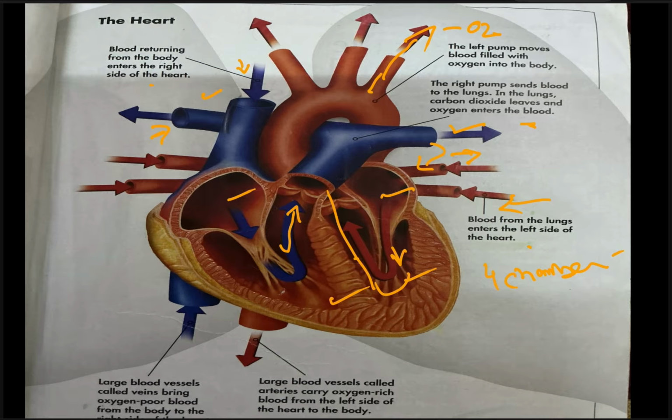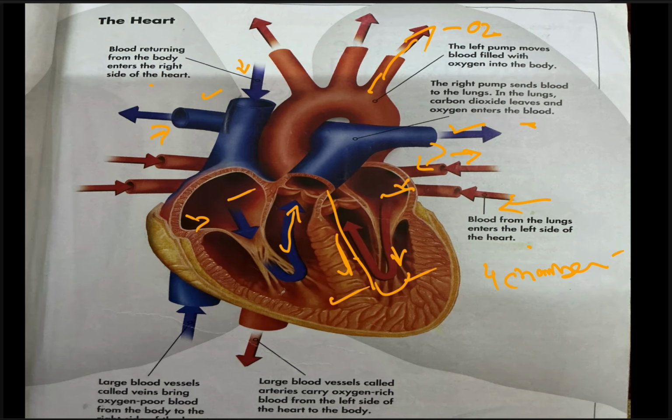A wall of muscle separates the two pumps so that there is no mixing of oxygenated and deoxygenated blood. Each side of the heart has two chambers, as I have told you, an atrium and a ventricle. Each atrium receives blood coming into the heart, whether it is oxygenated or deoxygenated blood. But you have to remember, the atrium receives the blood, whereas the ventricle distributes the blood.